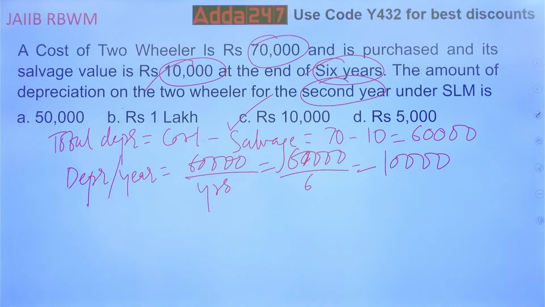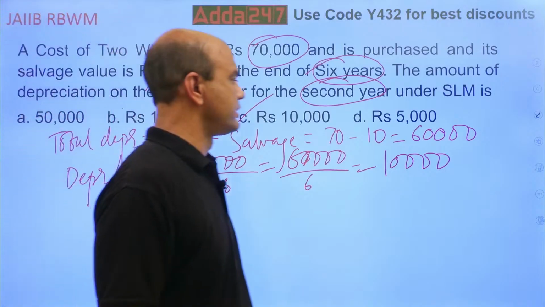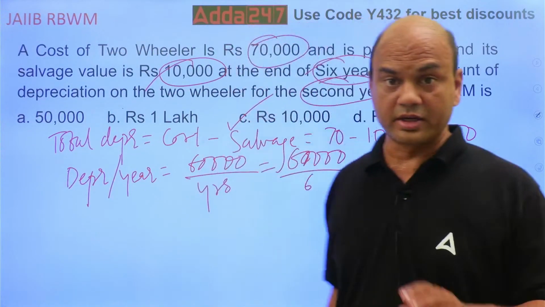That is the answer. Got it? 10,000 will be the depreciation per year. Got it? Everyone clear?